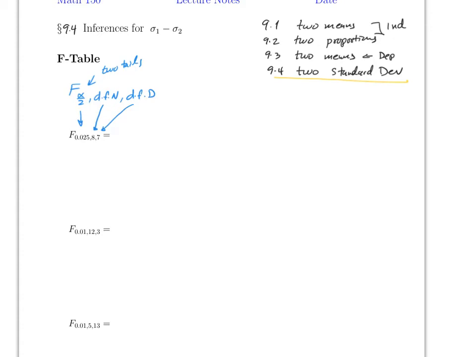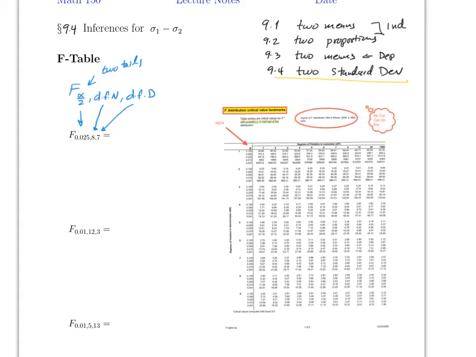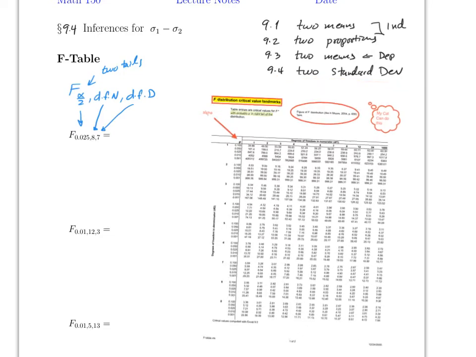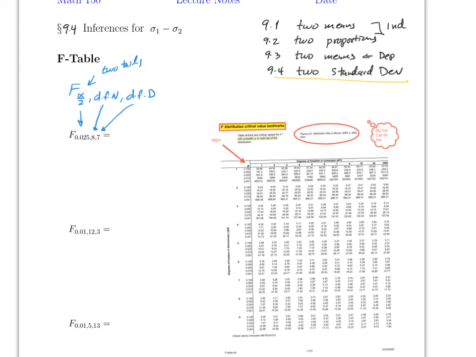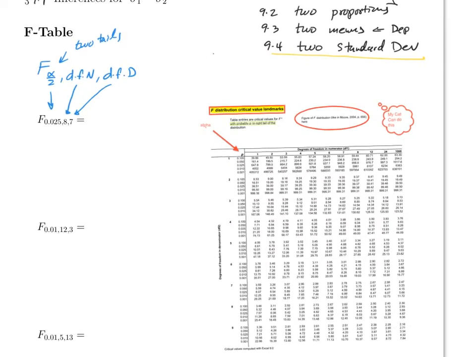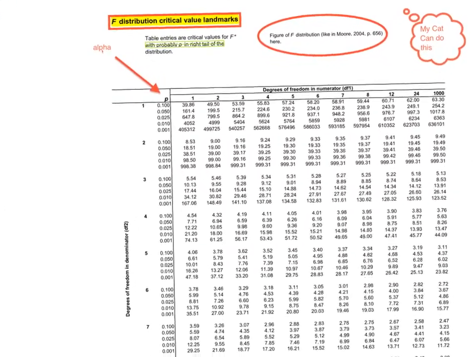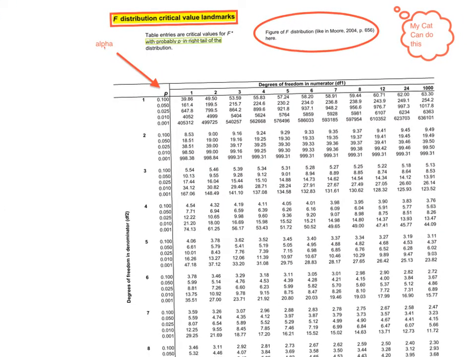This is the degrees of freedom for the numerator, and this is the denominator. The table looks like this. There are actually 2 pages for this, and unfortunately I think I only imported 1 page, so we'll have to stick to this one for now. This is how the table looks. The numerator goes left to right, and the denominator goes up and down. And then these are the values for alpha.